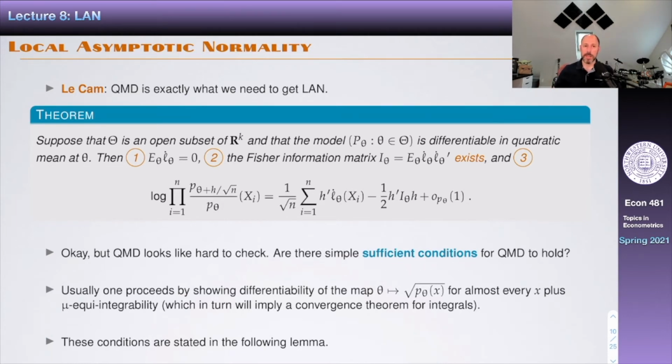And the question then is whether there are simple sufficient conditions for QMD to hold. The answer is going to be yes, okay? And usually, as I wrote here, one proceeds by showing differentiability of the map that is the square root of the density, plus some integrability conditions that give us a convergence theorem for integrals, okay? And those are the two things that we want. And so essentially everything here is summarized in the next lemma, which I am going to prove just because I think it illustrates how you can really get differentiability in quadratic mean by assuming continuous differentiability. Okay? So the lemma reads as follows.